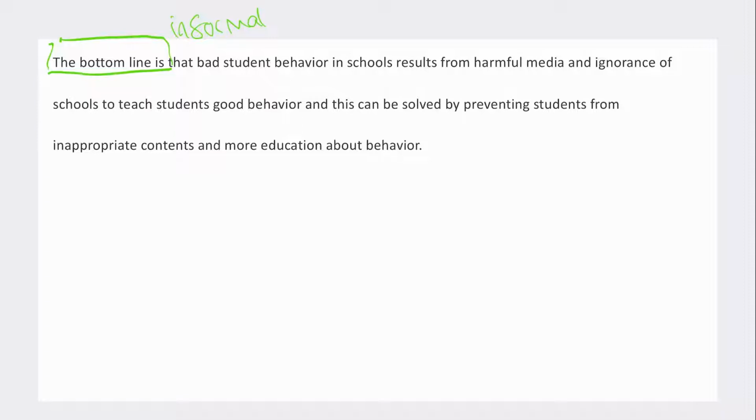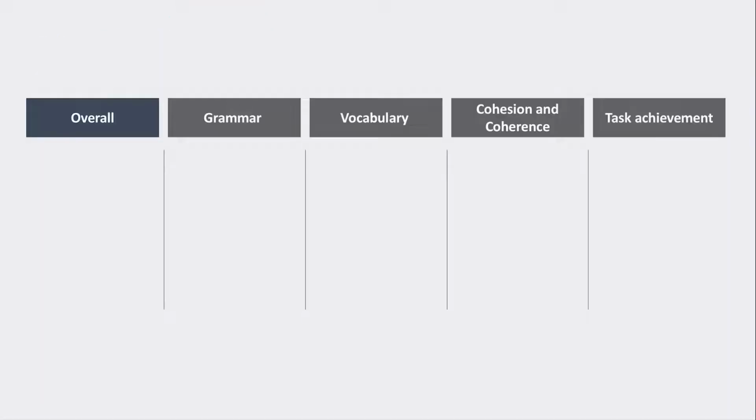Results from harmful media and ignorance of schools to teach students good behaviour, and this can be solved by preventing students from inappropriate content and more education about behaviour. Okay, so they've summarised their points. There's nothing really wrong with that. So in terms of task achievement, they've done a good job at explaining themselves, trying to show me their logic. They're missing, I would say, examples, statistics, things you've made up, like a pretend quote from someone from a newspaper. I'd probably give a 6.5 for task achievement.